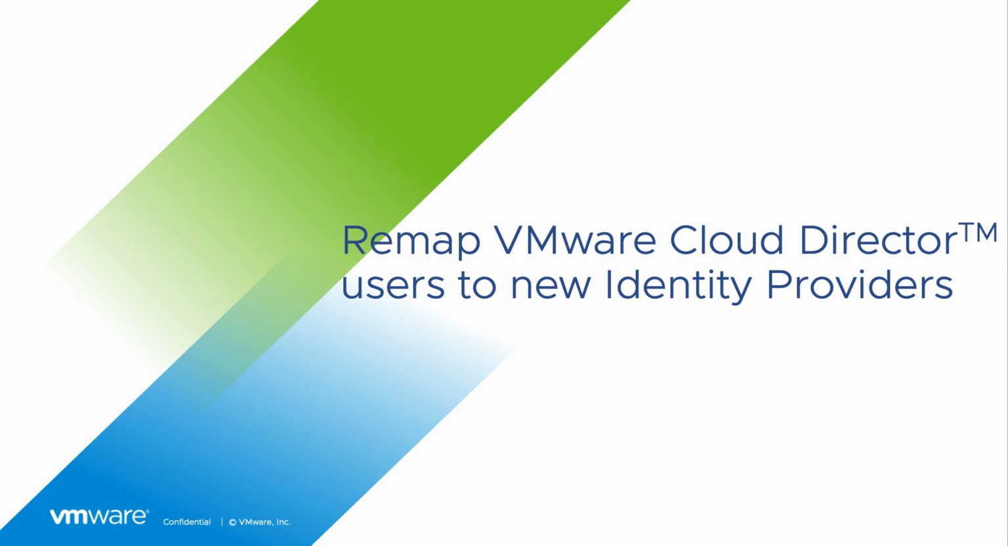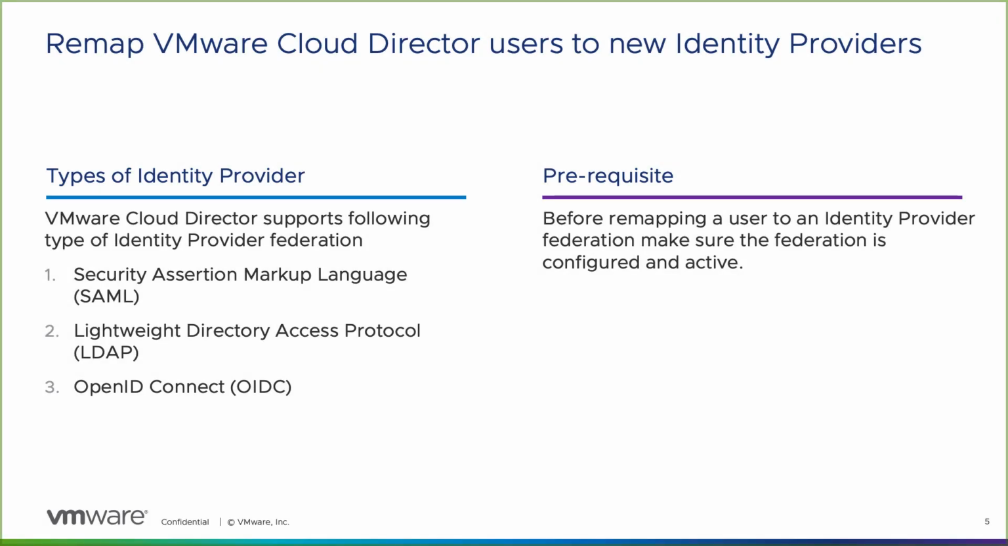Hi, in this video we are going to see how to remap local users in VMware Cloud Director to a VMware Cloud Director and Identity Provider Federation. You can use any type of identity provider which is supported by VMware Cloud Director, namely Security Assertion Markup Language, Lightweight Directory Access Protocol, or OpenID Connect.